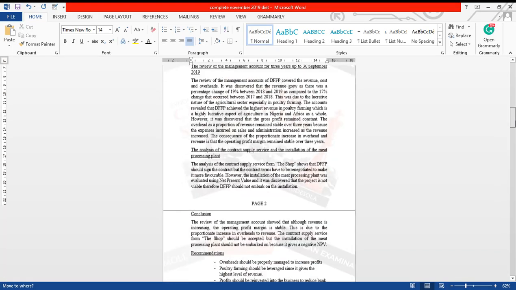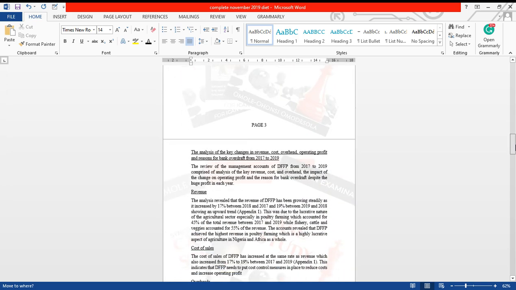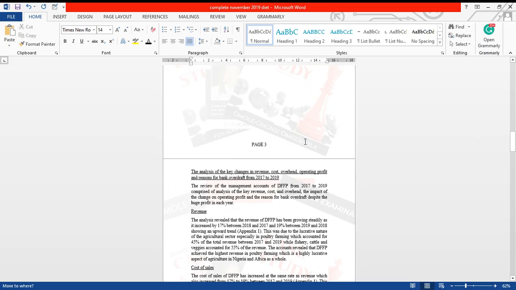The second thing, your executive summary on page 2 and page 3. And after that, you can write an introduction, like I said. An introduction is also good. So after your executive summary, you could have an introduction here.